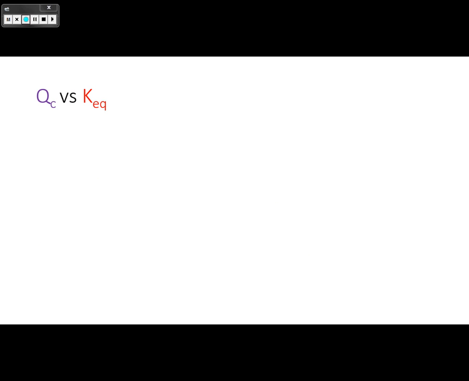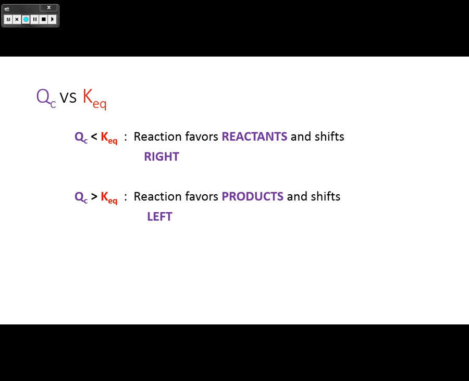Now let's compare Q sub C to KEQ. If Q sub C is less than KEQ, the reaction favors reactants and shifts to the right, okay, in order to establish equilibrium. If Q sub C is greater than KEQ, the reaction favors products and is going to shift to the left to establish equilibrium.